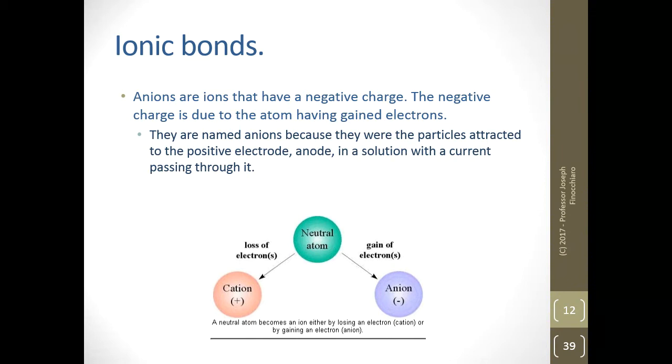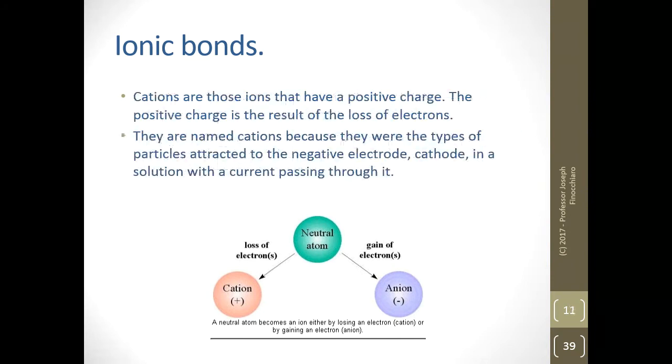Anions are ions that have a negative charge. The negative charge is due to the atoms having gained electrons. They are named anions because they were attracted to the positive electrode, the anode, in a solution with a current passing through it.